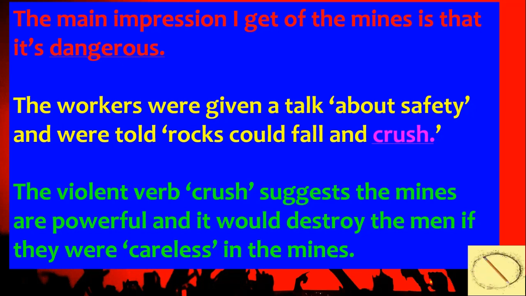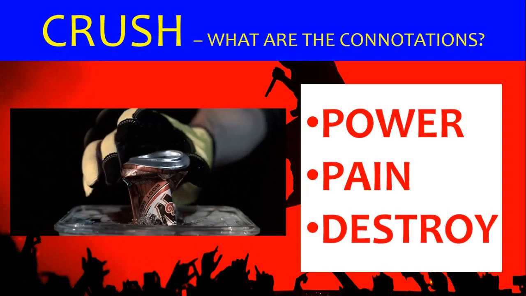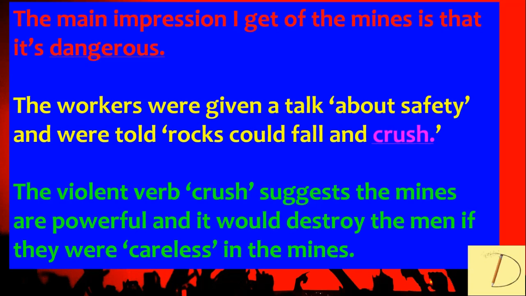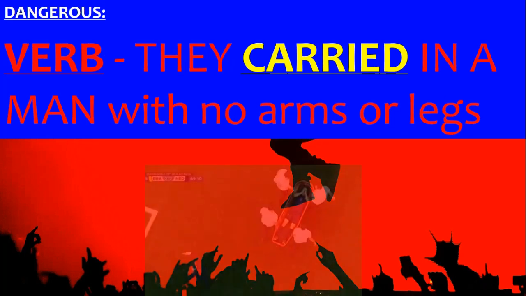In my red, it's my impression, then my quote, and then I've zoomed in on my quote, saying why does that make it dangerous? And all I've done with the connotation of the word crush is I've gone back to my connotations here: power, pain, destroy, and I've put them in my explanation. Crush suggests the mine is powerful and it would destroy the men. Really good answer.